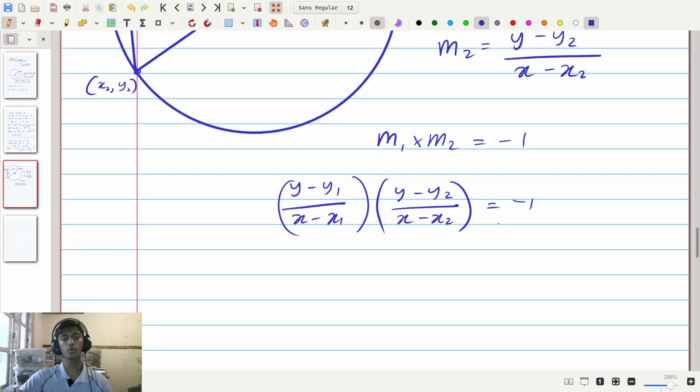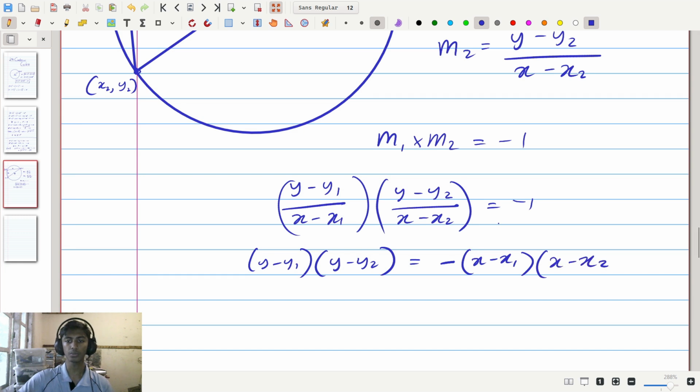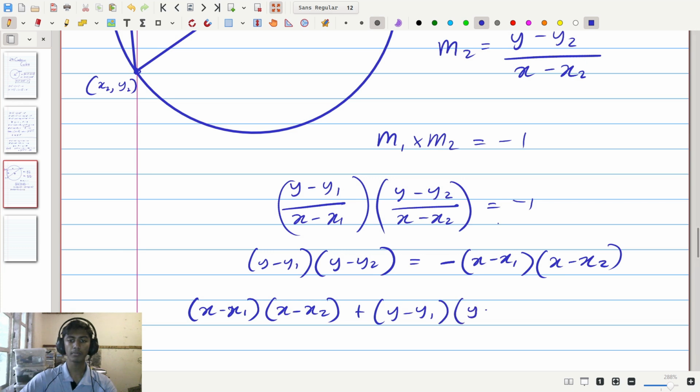Now then, what we're going to do is to take this x minus x1 and x minus x2 to the right side here and then rearrange this equation. Doing so, we get y minus y1 times y minus y2 being equal to negative x minus x1 times x minus x2. Usually what we do is to take this thing to the other side and write that the equation of this circle is x minus x1 times x minus x2 plus y minus y1 times y minus y2 equal to 0.